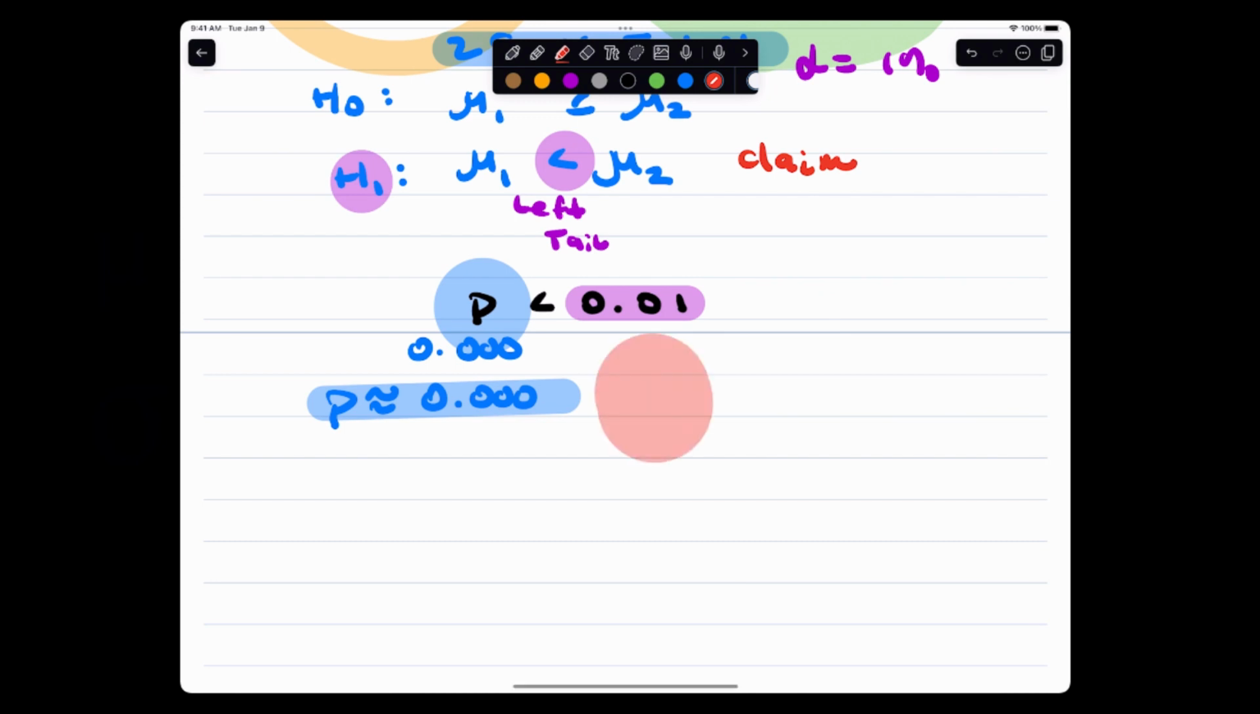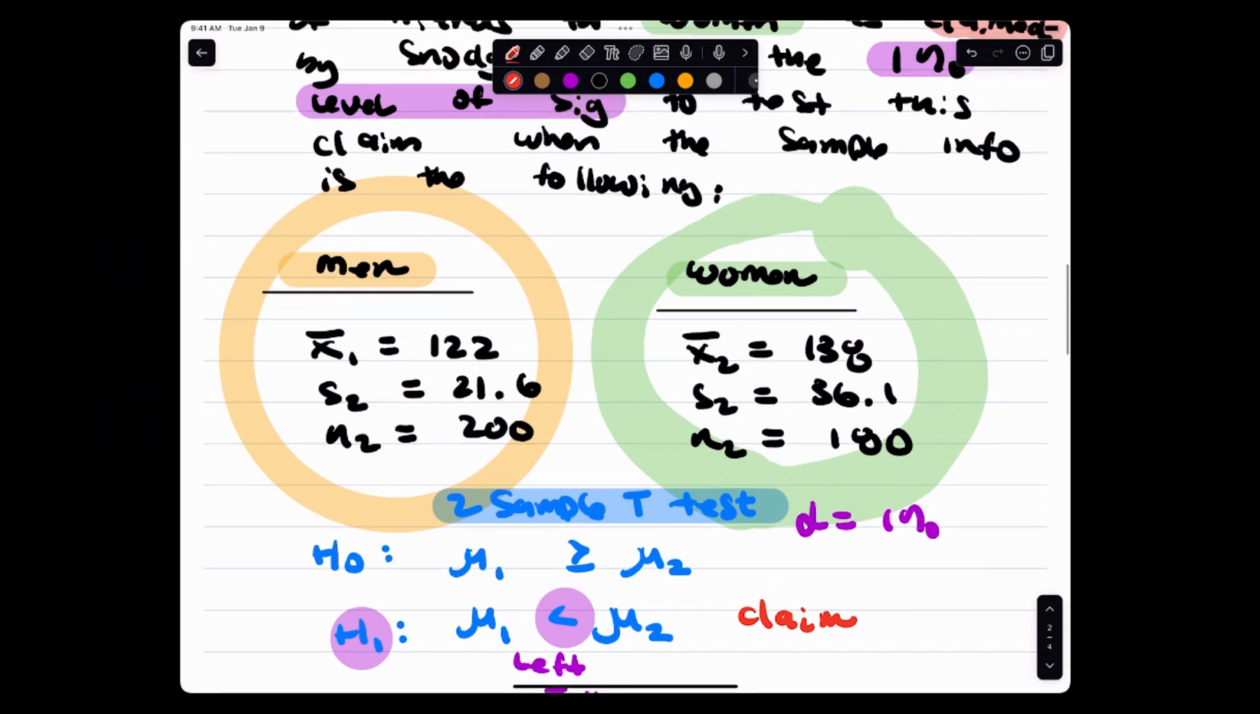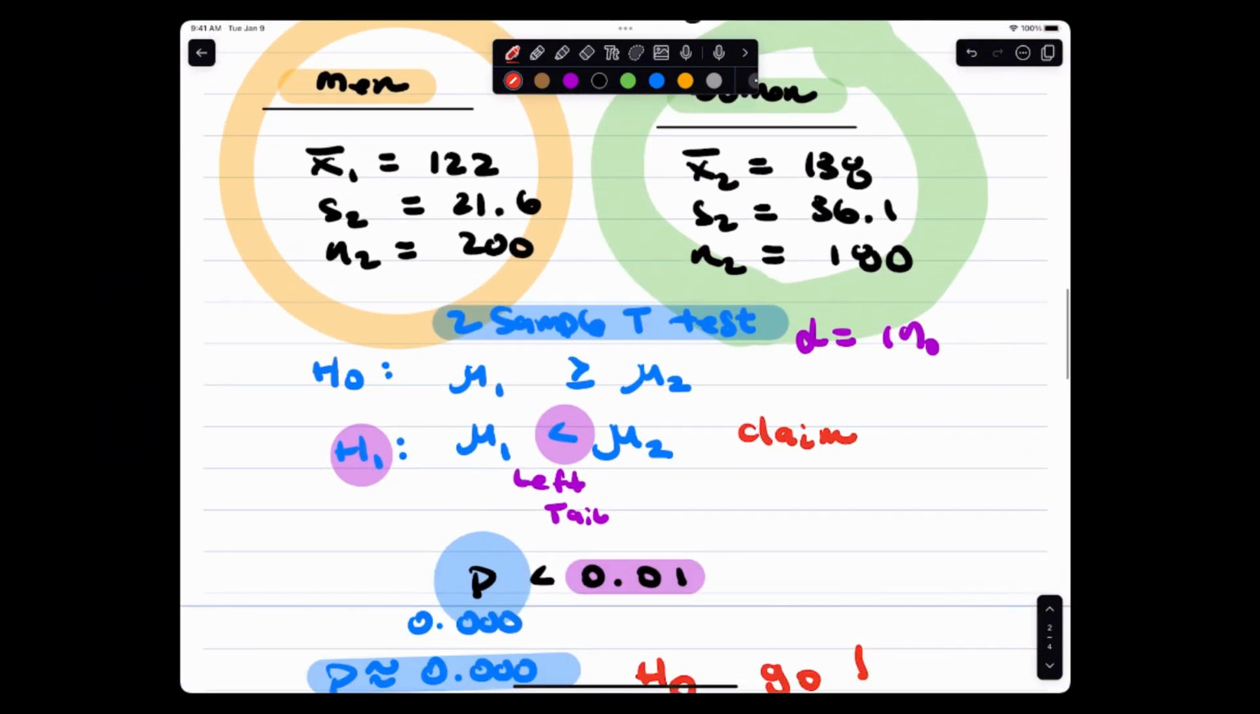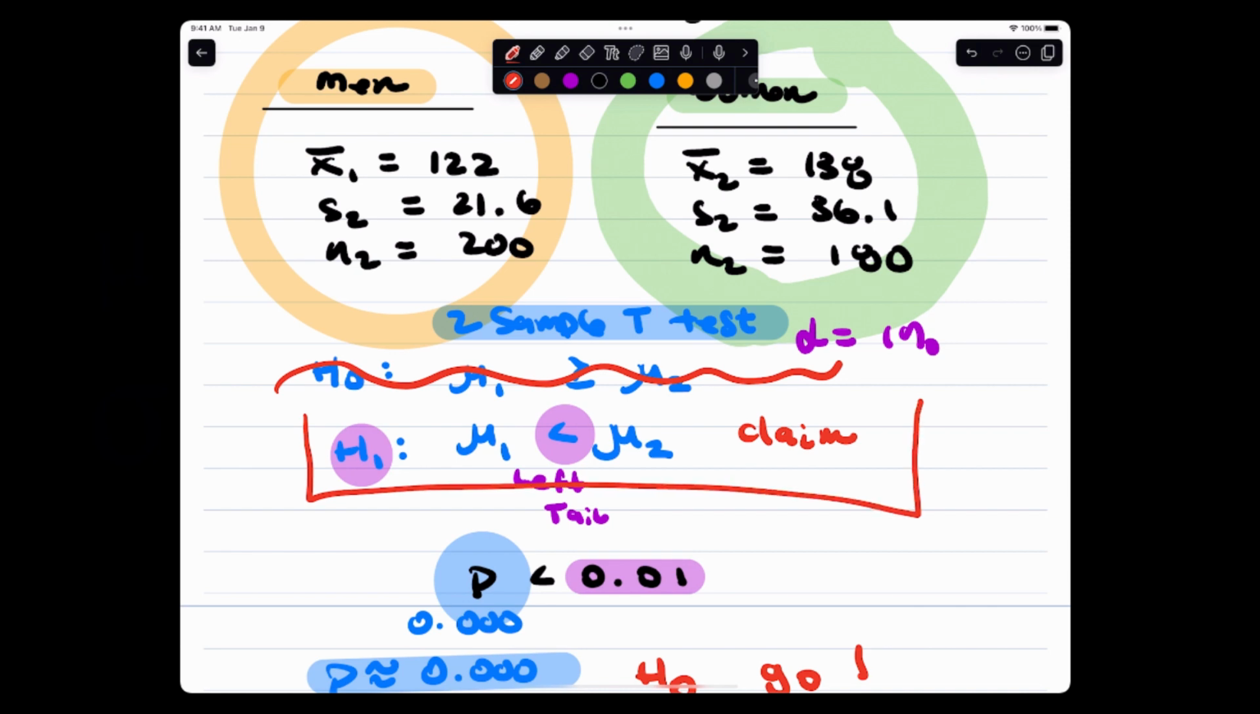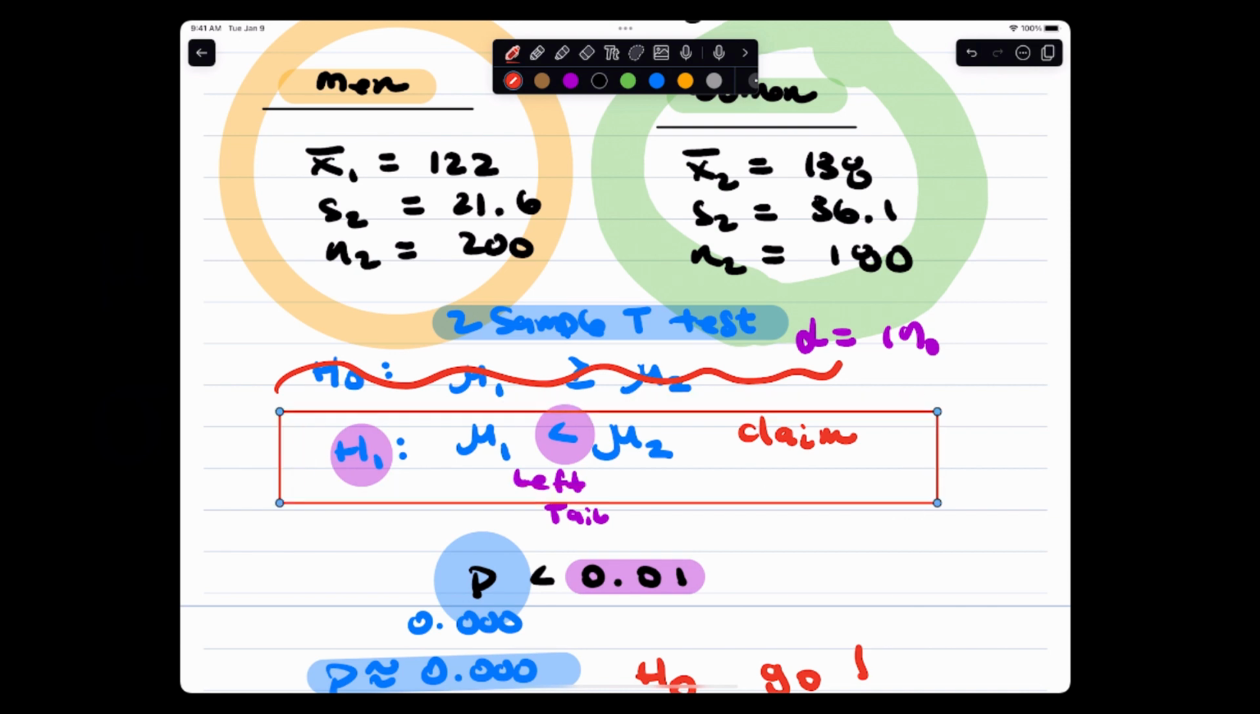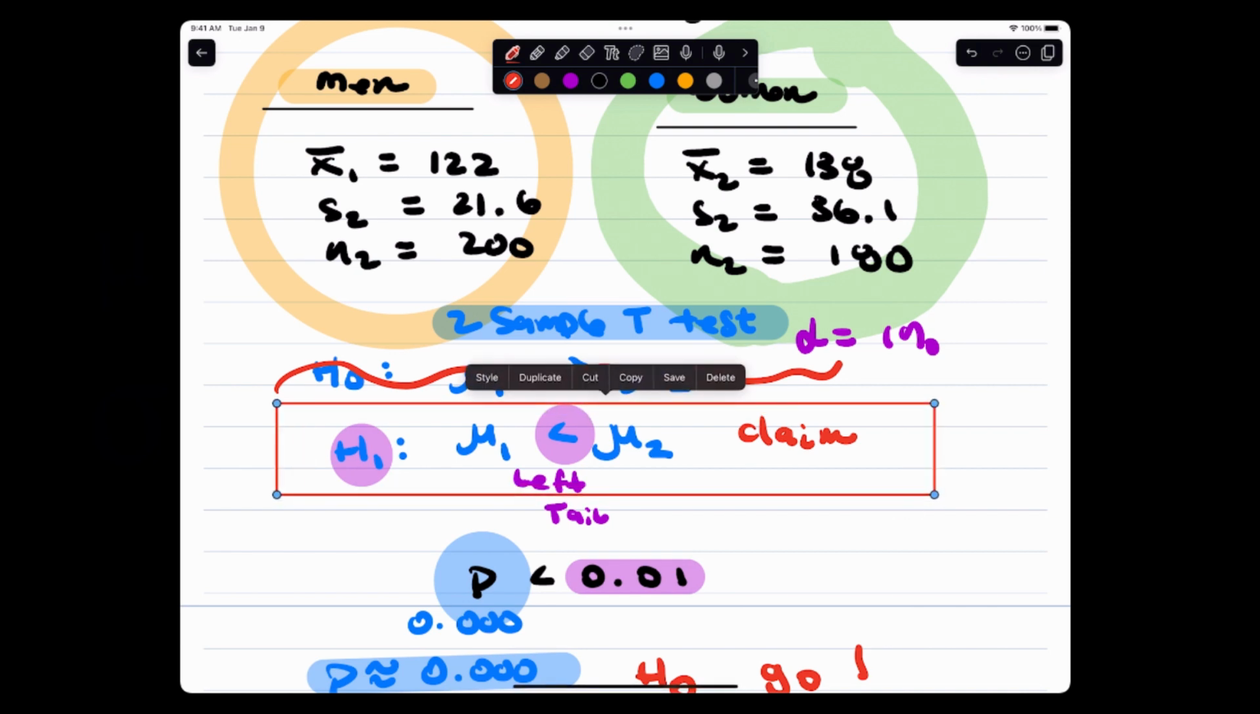What does that mean about the null? You gotta sing it out loud. The null has to what? Go. When the p-value is low, the null has to go. So you go, oh my God, the null goes. Goodbye, null. And when the null goes, you accept the what? Alternate, and that happens to be what? The claim, ladies and gentlemen.